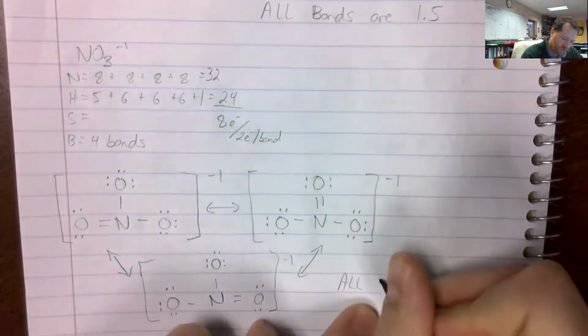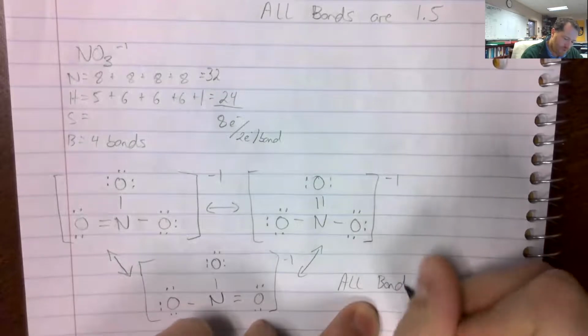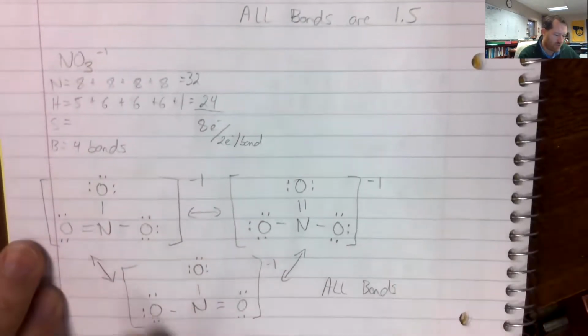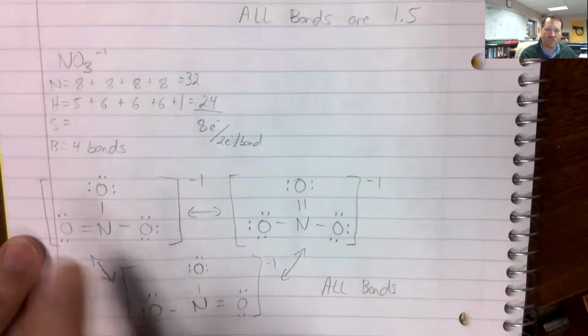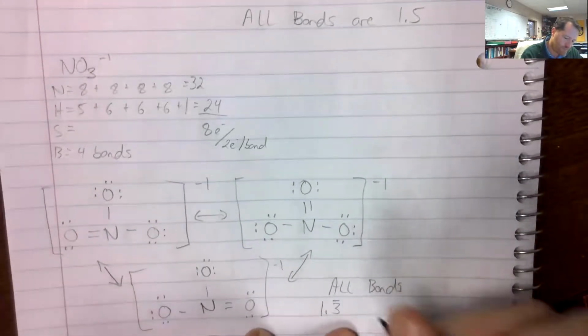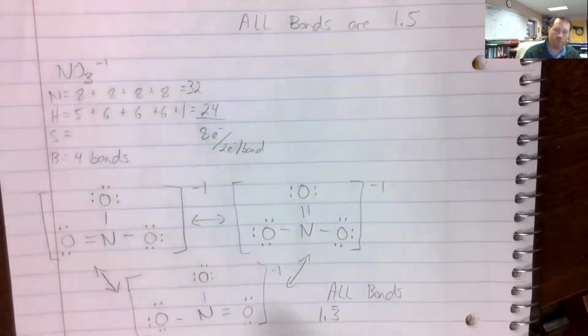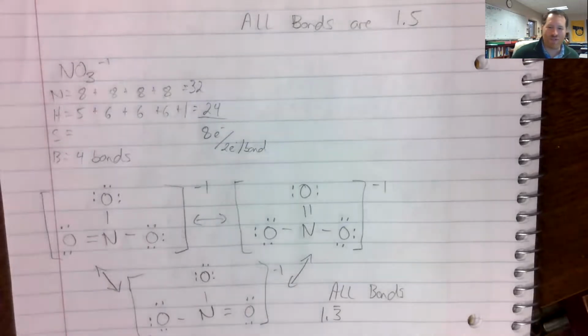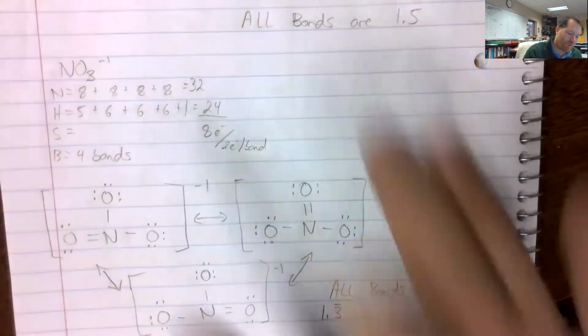All of these bonds, not 1.5 this time. Up here, it's 1.5 because it split its time between only 2 places. But now we're splitting our time between 3 places. So these are all considered 1 1/3 bond length. So these are all 1 1/3 bonds. So a little bit stronger than a single bond, a little bit shorter than a single bond, but not as much as a double bond and not even as much as a 1.5 bond.